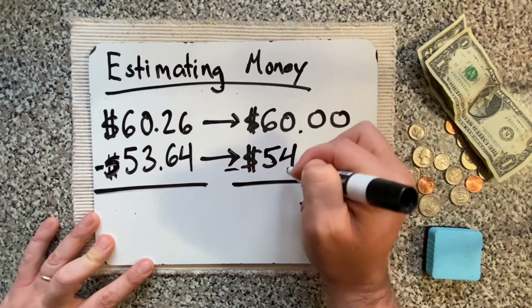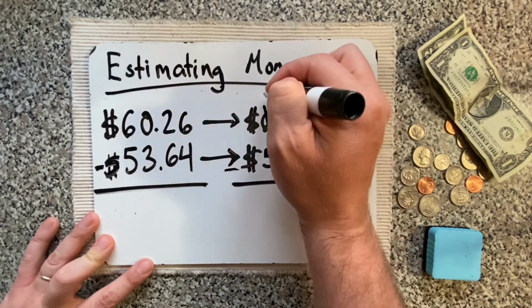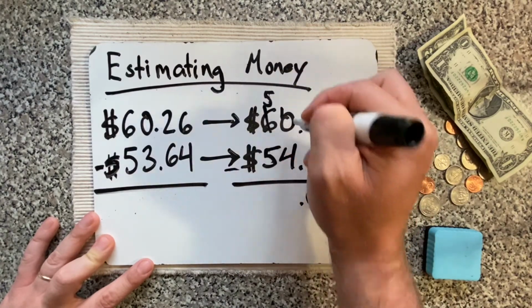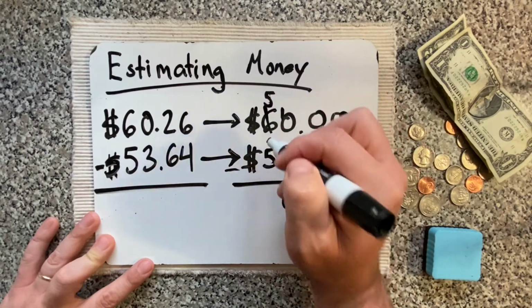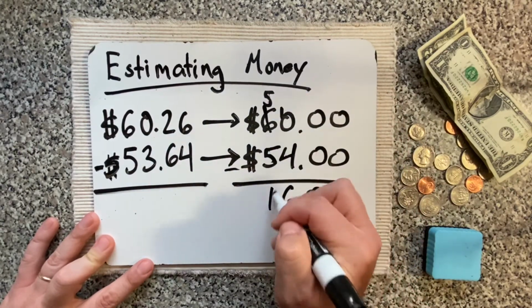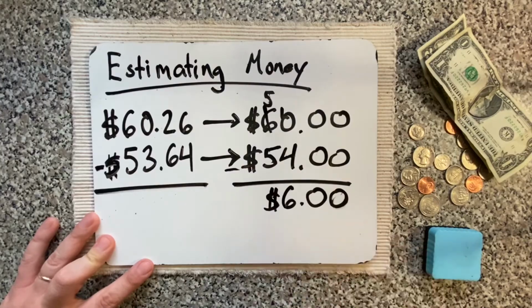0 minus 4 can't be done, so we need to exchange or borrow. So we'll borrow from the tens place value. 10 minus 4 is 6, 5 minus 5 is 0. The difference between 60 and 54 is $6.